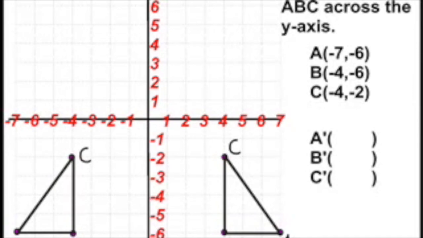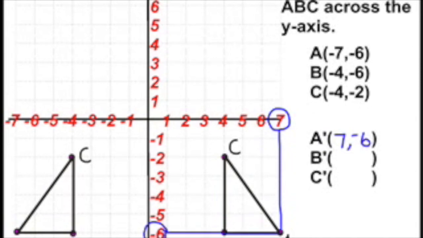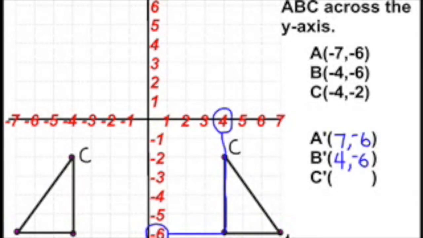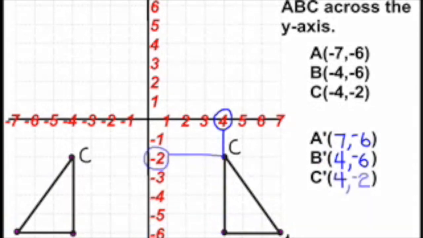Now, let's write down the ordered pairs of the new points. Point A is located at (+7, -6). Point B is located at (+4, -6). And point C is located at (+4, -2).